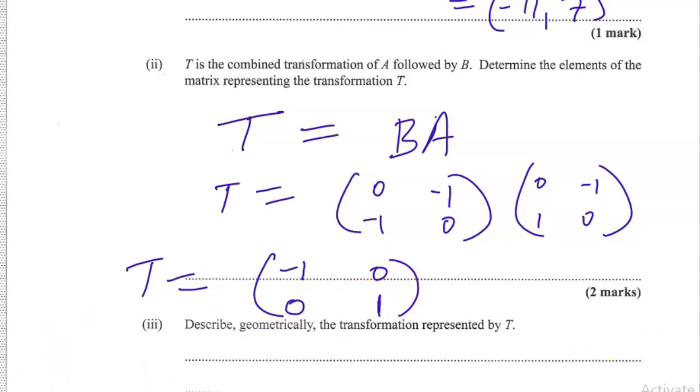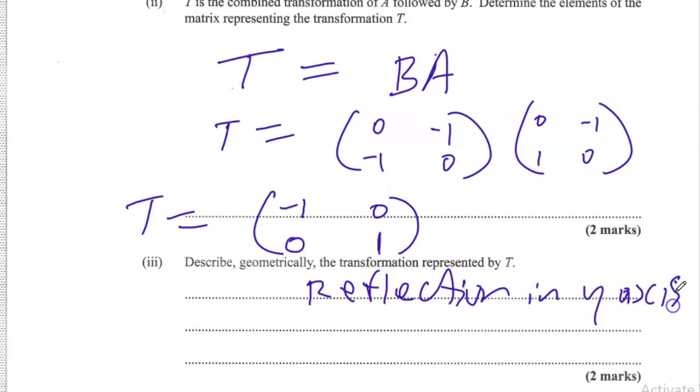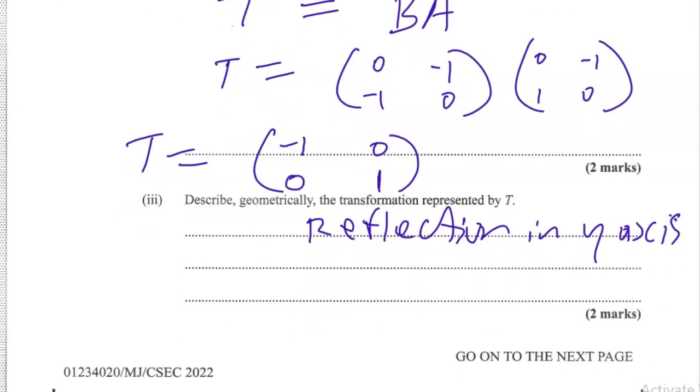Describe geometrically the transformation represented by T. And this is a reflection in the y-axis. One way you can check is to just try it on a random point, like for example 2, 1. So let's apply T to a random point 2, 1.